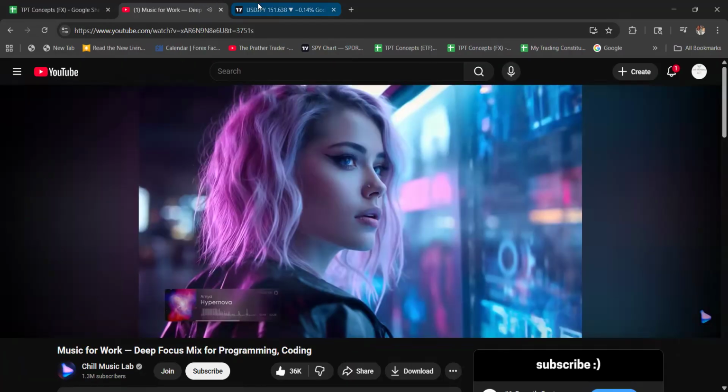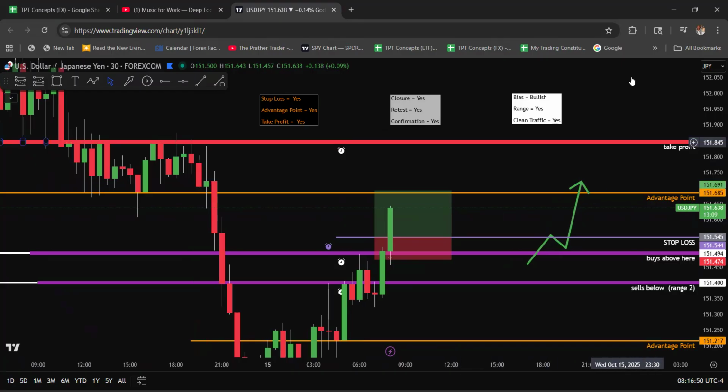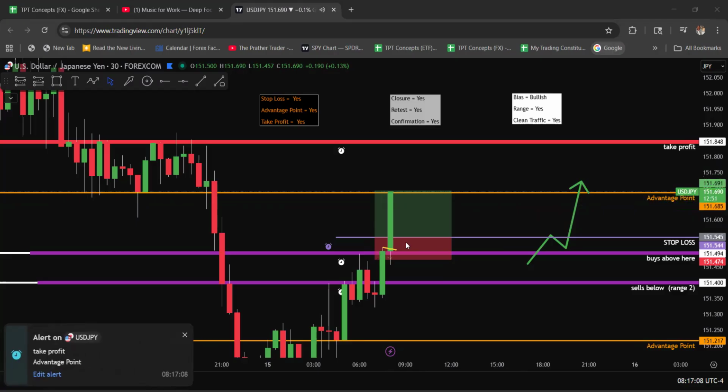Okay, again, we got price pushing up, trying to hit our advantage point. We chose this advantage point because of the support right here. What I was about to say, we went over this trade, gang, while we went in because this level here was a break of the 3-hour high.